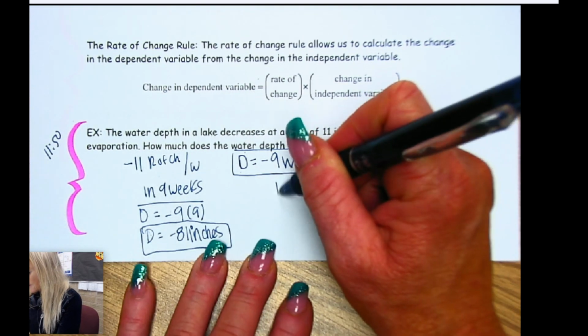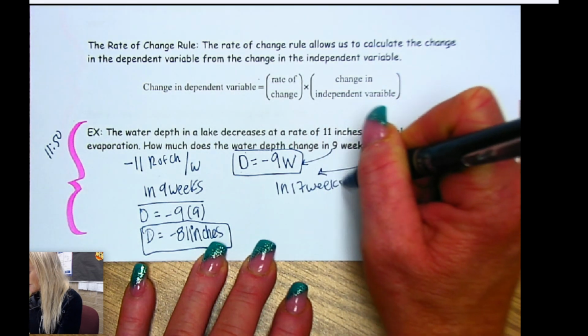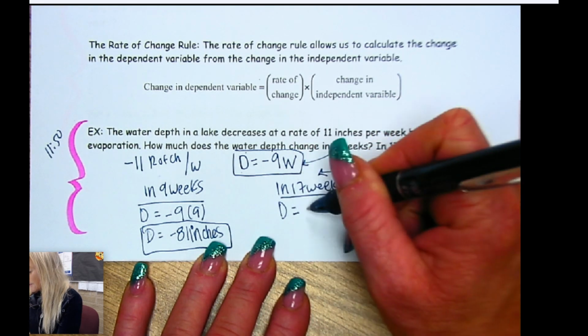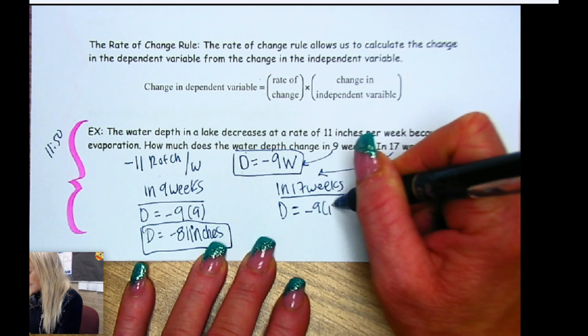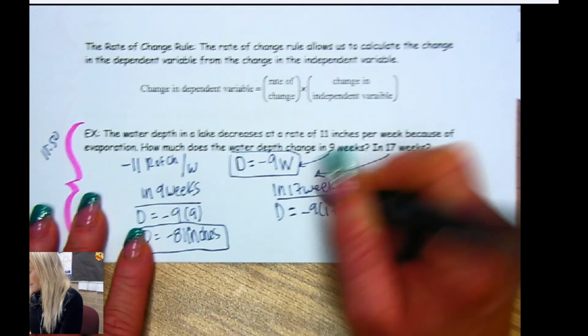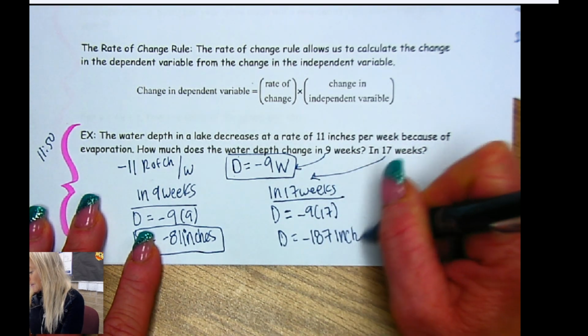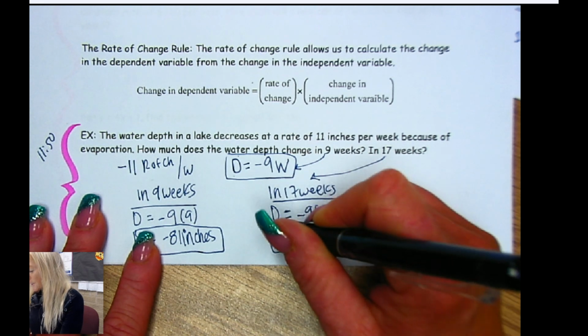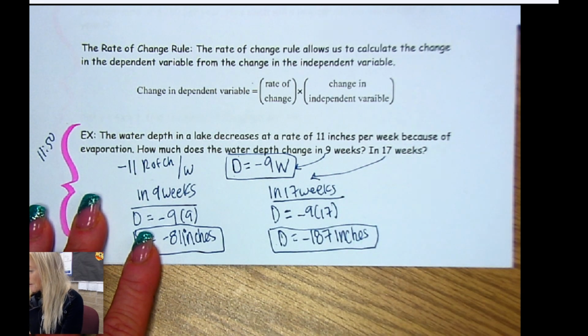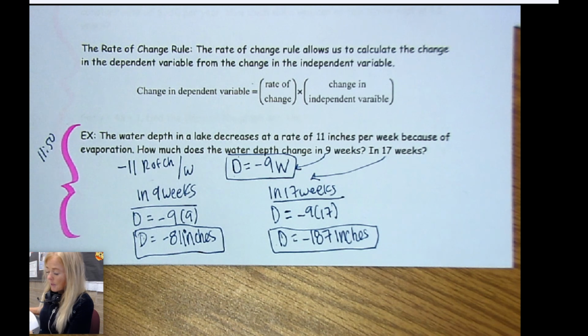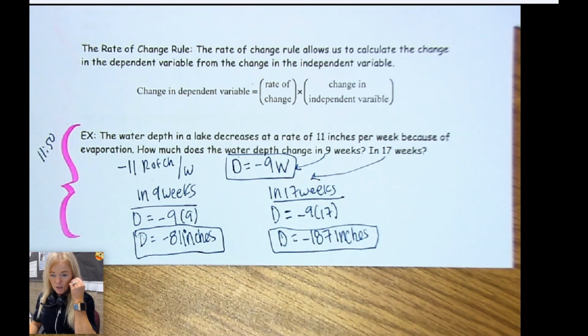And then in 17 weeks, we can use the same formula. D is equal to -9 times 17, and that is going to be -187 inches. So it'll be 187 inches down after 17 weeks. So that's how you would come up with a formula and then use it to predict. Again, we're predicting what's going to happen in the future if the rate stays constant. So there we have it.